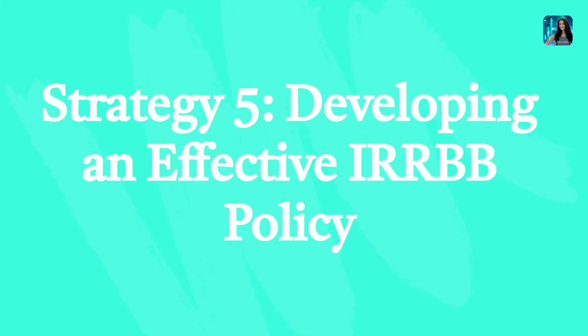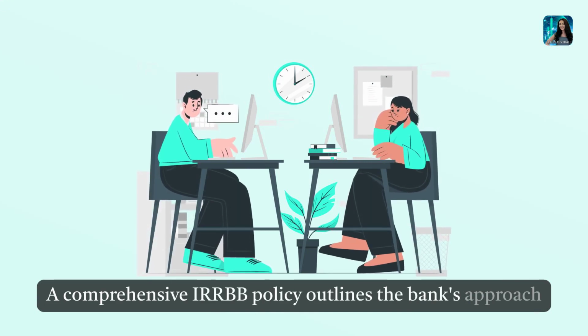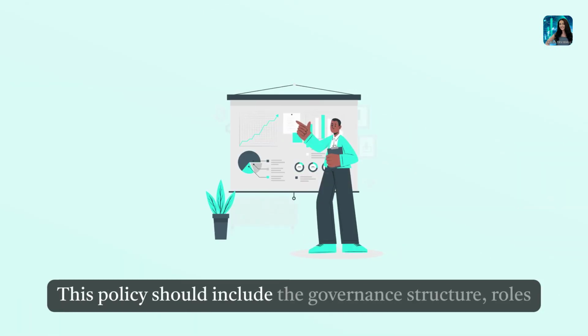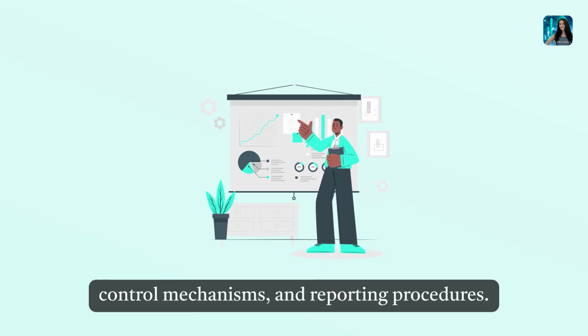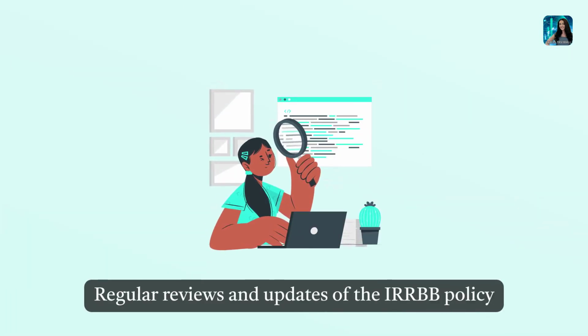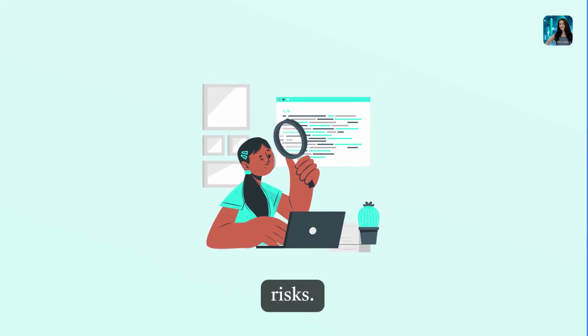Strategy 5. Developing an effective IRRBB policy. A comprehensive IRRBB policy outlines the bank's approach to managing interest rate risk. This policy should include the governance structure, roles and responsibilities, risk identification and measurement techniques, limits, control mechanisms, and reporting procedures. Regular reviews and updates of the IRRBB policy ensure it remains relevant and effective in managing risks.